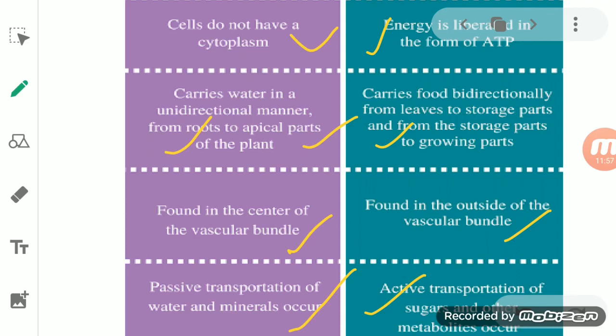So somehow energy is involved in the transportation of the phloem, while in the case of xylem, there is no need of such energy, and that is why we use the term passive transportation for xylem, and active transportation of sugar and other metabolites for phloem. So this is the basic difference between xylem and phloem. Both of them are complex permanent tissues, but their properties and functions are totally different, which makes them differ from each other.